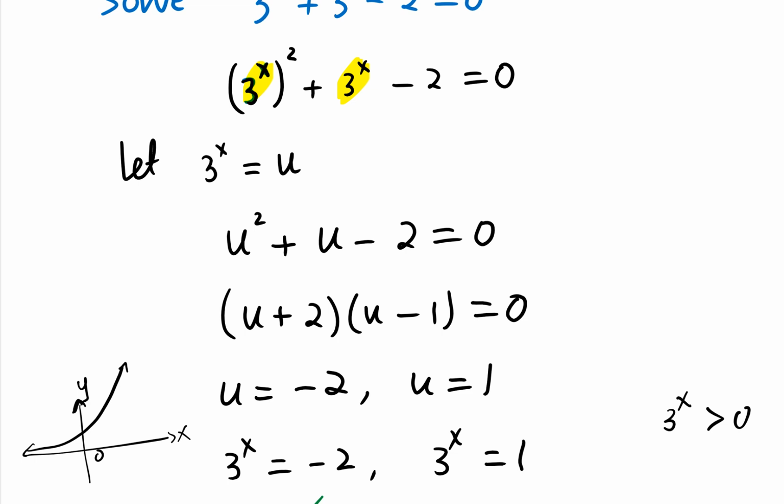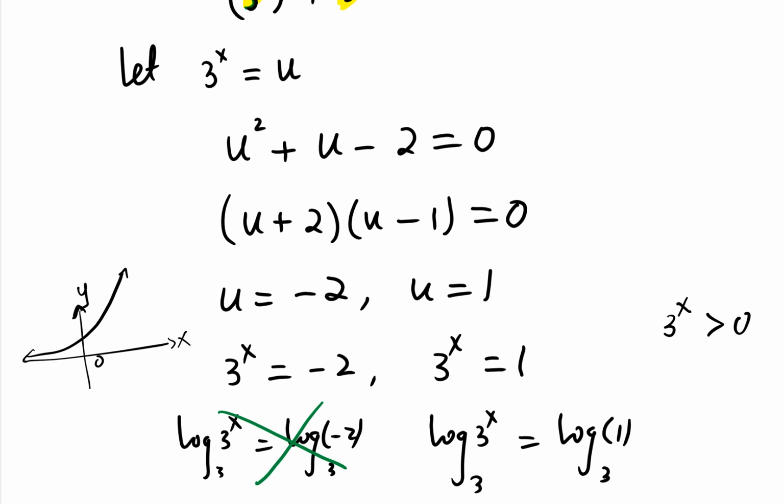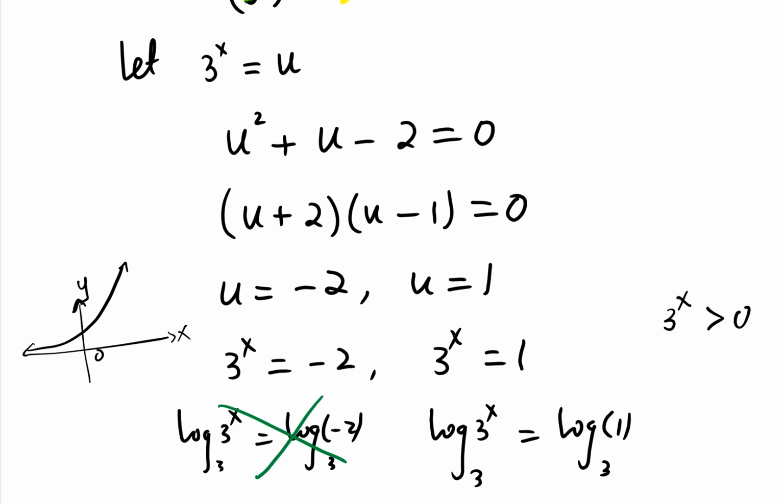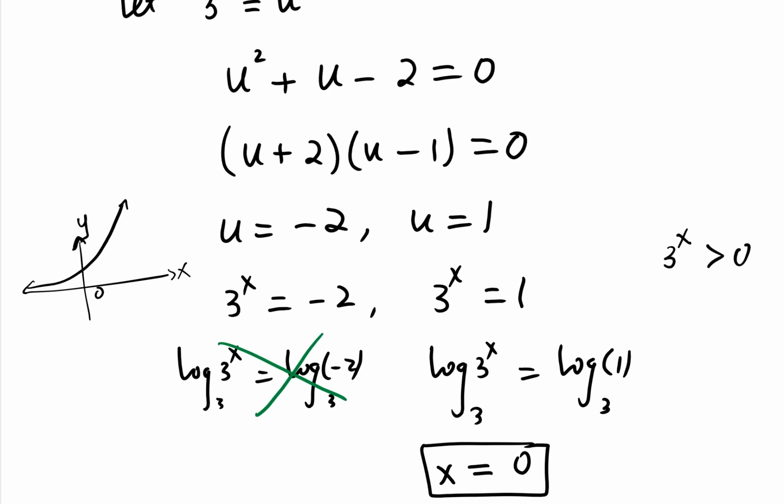The second equation, we can do log both sides, base 3. So then on the left side, I got just x, and log 1 is 0. So x equals 0 is the only solution to this equation.